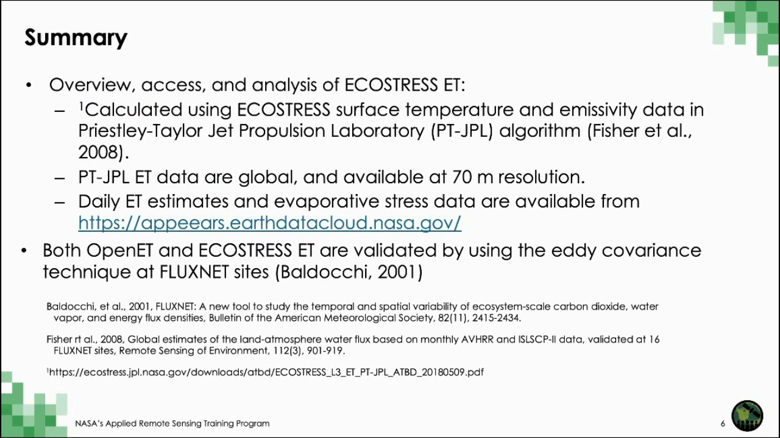As for ECOSTRESS ET, that is calculated using ECOSTRESS surface temperature and emissivity data, so based on energy balance, and it uses the Priestley-Taylor Jet Propulsion Laboratory algorithm. The reference is given here. So PT-JPL ET data are global, coming from ECOSTRESS, and they are available at 70 meter resolution. Daily ET estimates and evaporative stress are available from AppEEARS, as well as instantaneous ET. Both OpenET and ECOSTRESS ET data are validated using the eddy covariance technique at FLUXNET sites. The reference is given here. For the PT-JPL ET algorithm, here is the reference where it is described in detail.